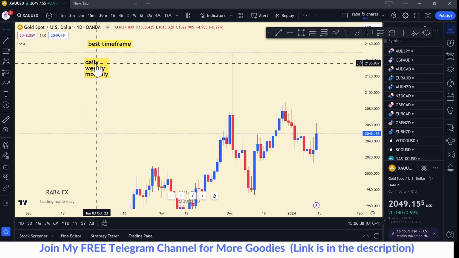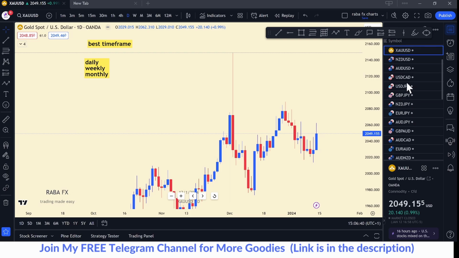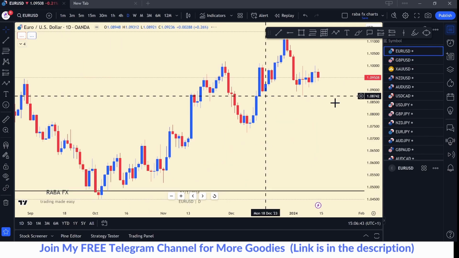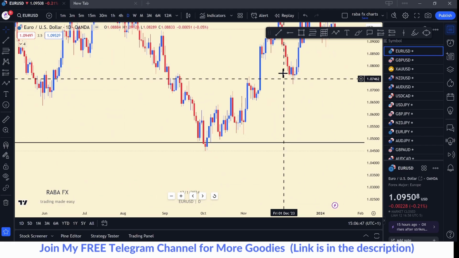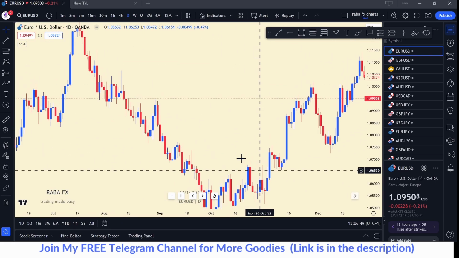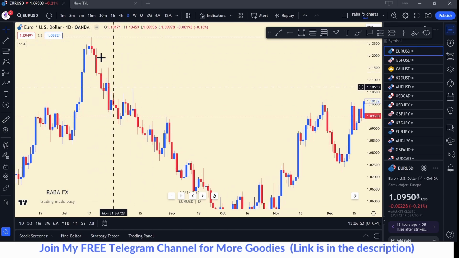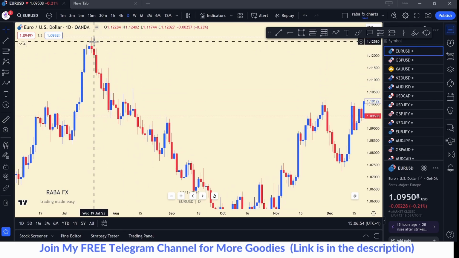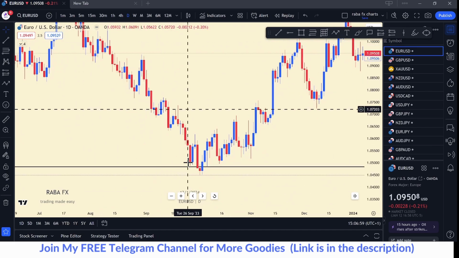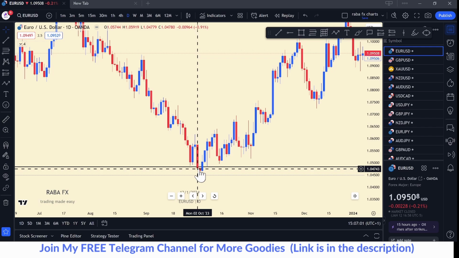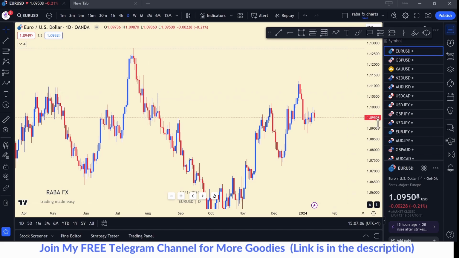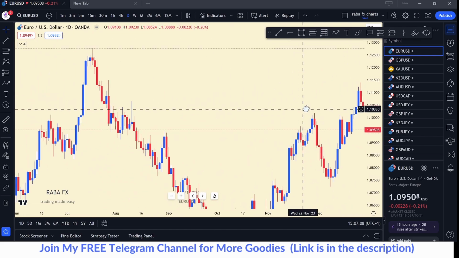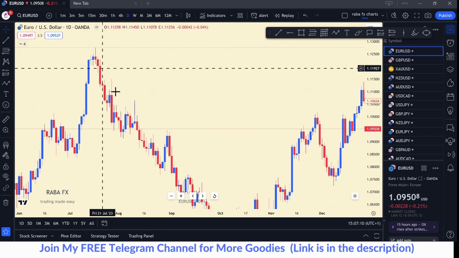Let's take a look at the order flow on the EUR/USD chart on the weekly, daily and monthly. So let's start from the monthly, from this point, which is July 2023. It came down to this point, October 2023, and then where we are currently. So let's look at how to know that the order flow is bearish in this case.